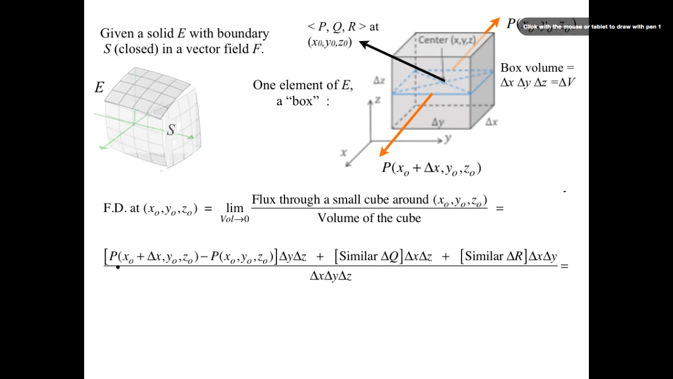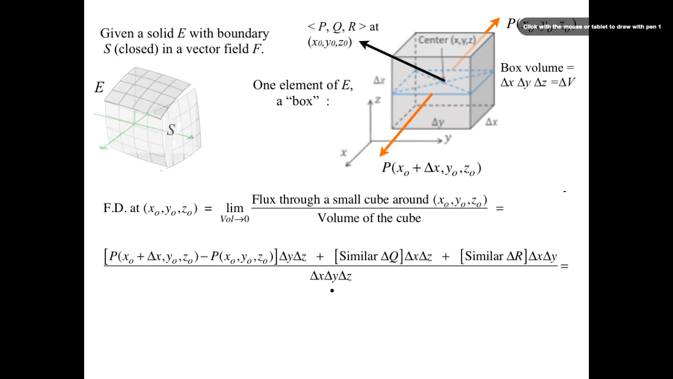So that's going to be the change in p, x naught plus delta x minus p, so it's this one minus this one, times the area, delta y, delta z. And that'll be the flux in the x direction. And you have a similar flux in the y direction and flux in the z direction. And that will all be over the volume of the little cube.